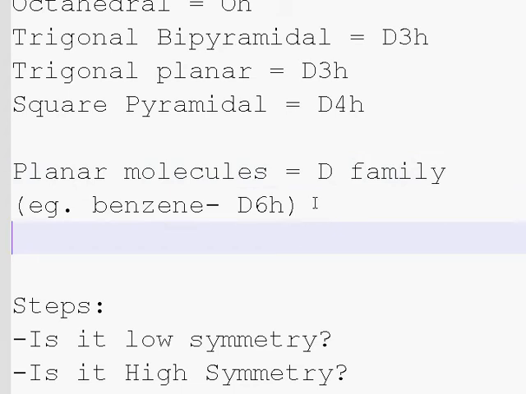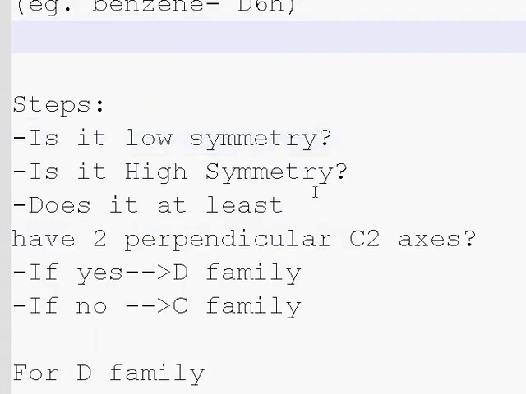So as far as the flowcharts go, first you're always going to want to ask, is it low symmetry? And remember, for low symmetry, there's three groups. You either have C1, and all you have is the identity operation. The second possibility is Ci, and all you've got is an inversion center. And then finally there's Cs, and all you have is a reflection plane.